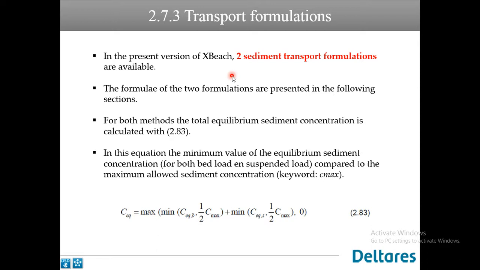In the present version of XBeach, two sediment transport formulations are available. Maksudnya, if you do research probably in the future in sediment transport, then you have to focus more on this part. Kalau tidak, you just ambil je semua default, okay je. The formulae of the two formulations are presented in the following. And in this equation, the minimum value of the equilibrium sediment concentration, the CEQ, is compared to the maximum allowed sediment concentration keyword. Okay. 2.3 maksudnya, for both methods, the total equilibrium sediment is calculated by this equation.